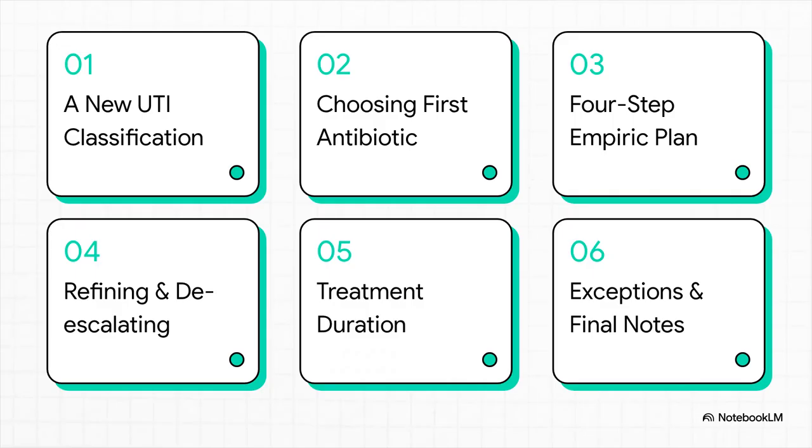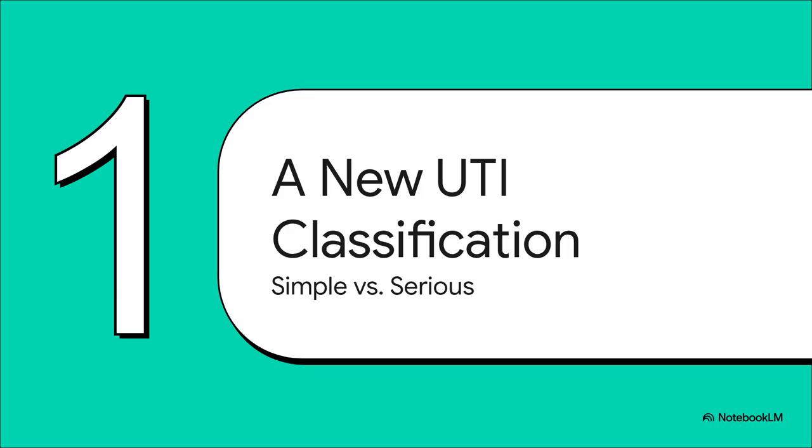So here's our roadmap. We're going to follow the logical path you take with a patient. We'll start with a brand new way to classify UTIs, which is a crucial first step. Then we'll see how that dictates our antibiotic choice, how we can refine that choice using a 4-step plan, and when to de-escalate. We'll wrap up with the new, much shorter treatment durations and, of course, some important exceptions to the rules. All right, let's jump right in with what is really the foundational change in these guidelines.